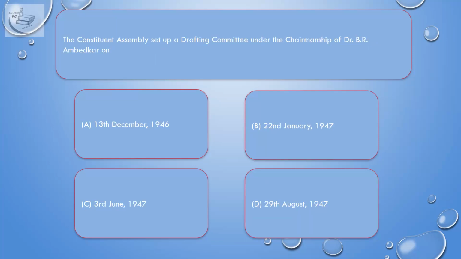Question: The Constituent Assembly set up a drafting committee under the chairmanship of Dr. B. R. Ambedkar on A. the 13th of December, 1946, B. the 22nd of January, 1947, C. the 3rd of June, 1947, D. the 29th of August, 1947.